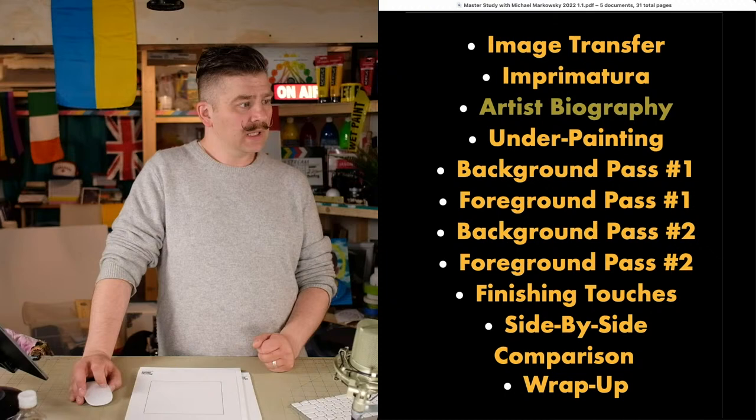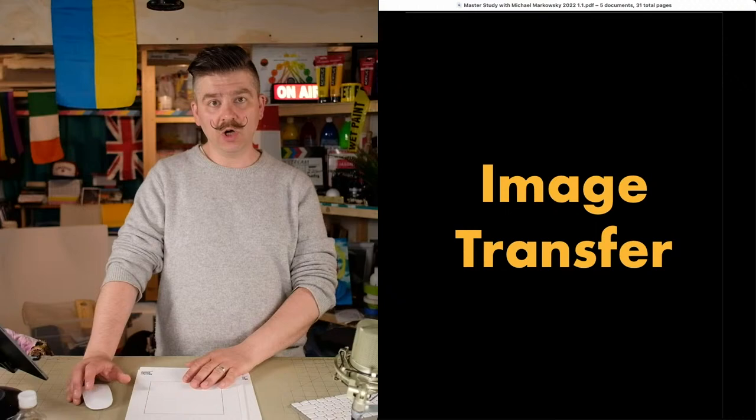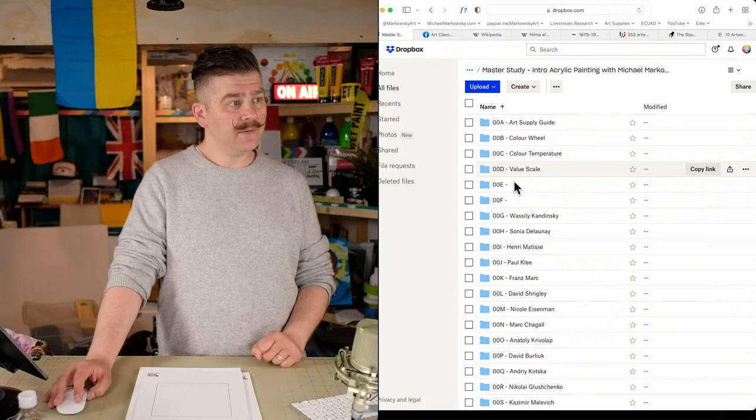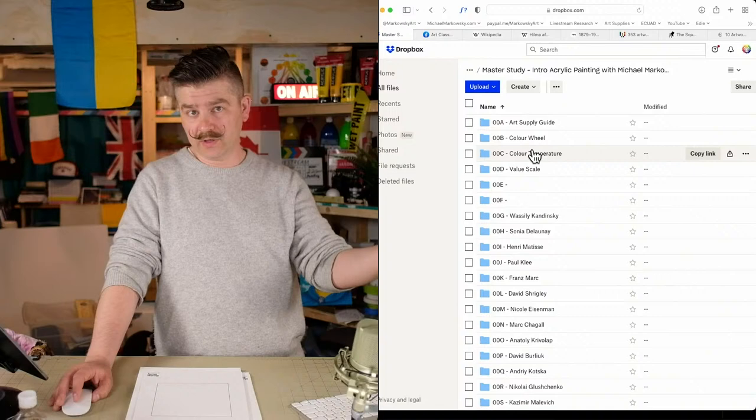So let's jump right in. Let's talk about how to get this image onto the canvas. The first thing we want to do is there's a link to a Dropbox folder in the description below. And in that Dropbox folder, you're going to see some of our most simple paintings. These are our introductory how-to-mix-a-color-wheel lessons, etc. The types of paint we use.